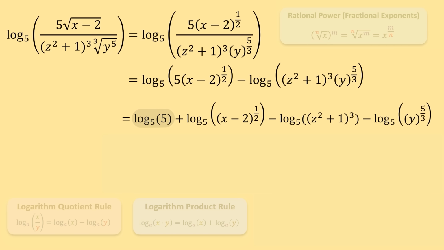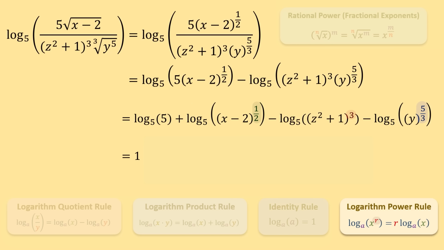Next, log base 5 of 5 is a special case of the inverse rule from the last problem. This case is usually referred to as the identity rule. Essentially, log base a of itself is equal to 1. Similarly, log base 5 of 5 would equal 1, and so we can replace it with 1. For all other logarithms, we use the power rule to bring the powers out front. 1/2 comes out front here, 3 comes out front here, and 5/3 comes out front here.